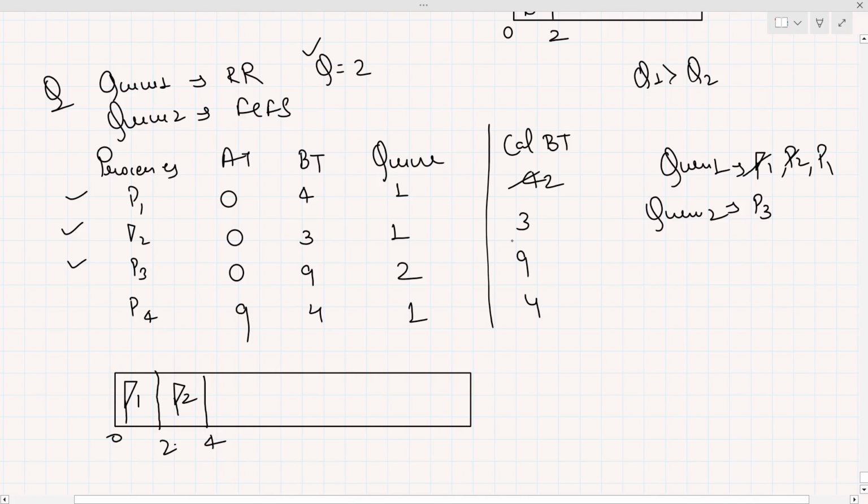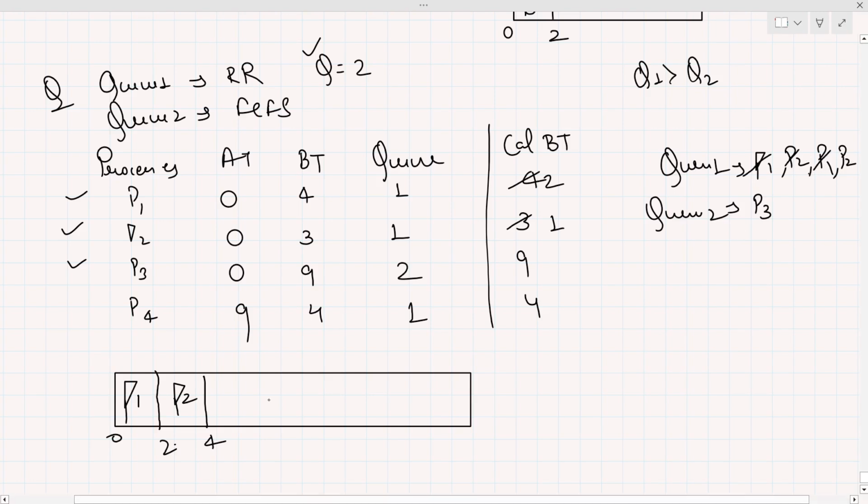So at 4, the burst time left is 1. Now at arrival time 4, is there a process available? The answer is no, no process is available at 4. Then the second step is to check whether the process we ran is completed or not. P2 is not completed, so we again put it in the ready queue. So P2 is again in the ready queue. Now the next process is P1.